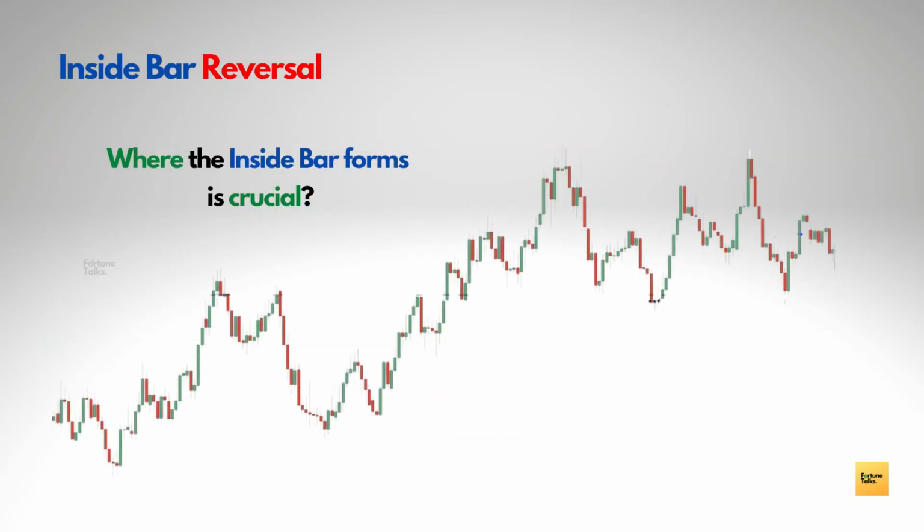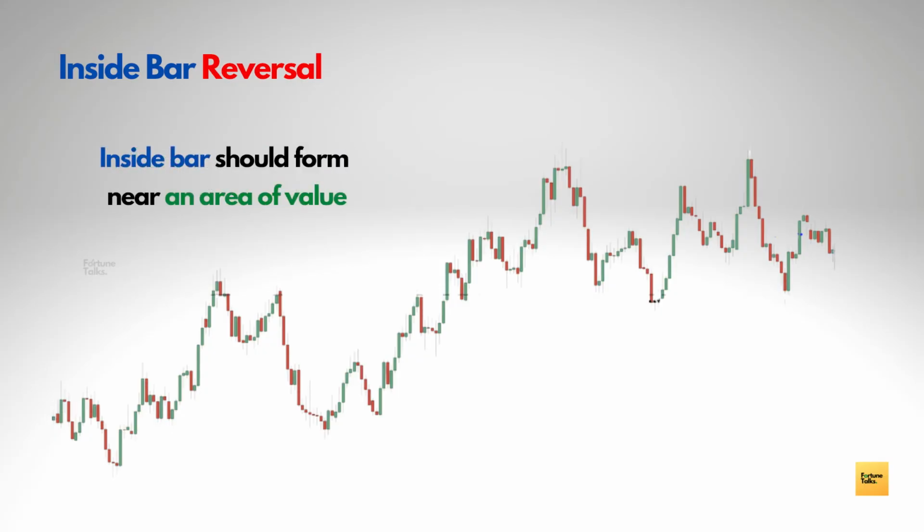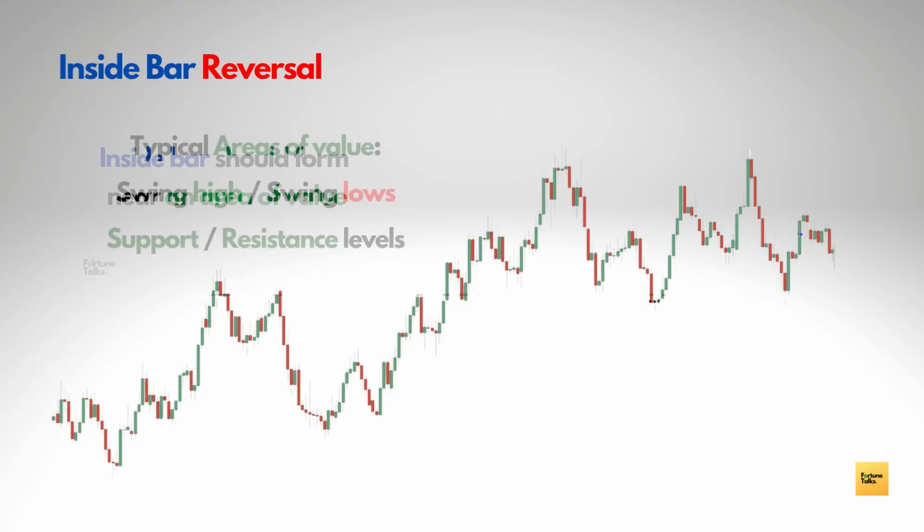So moving on to trading the inside bar as a reversal. The key to the inside bar reversal strategy is where the inside bar forms. To use the inside bar as a reversal, you need to see it formed at a swing high or a swing low depending on the market trend, and even at key price action levels or areas of value. And these levels are often the major support or resistance levels.